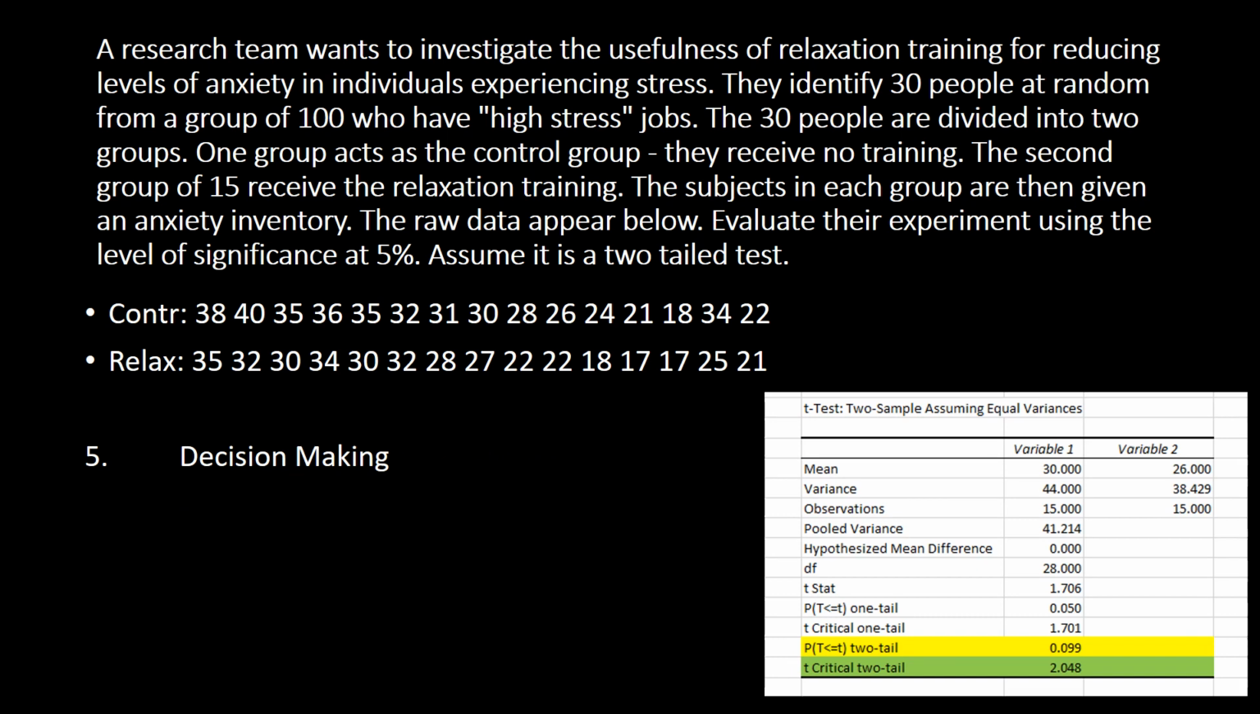Okay, the last part of hypothesis testing is decision making. So we should make our decision here based on the p-value and the alpha that we set a while ago, which is 0.05. Since you've got 0.099, which is bigger than the 0.05, our decision is do not reject H sub O, the null hypothesis. Meaning, we are accepting the null hypothesis.